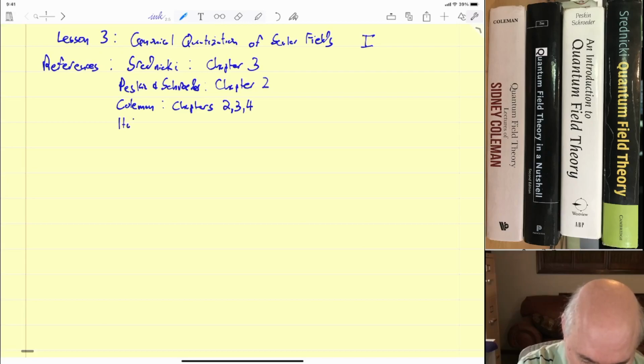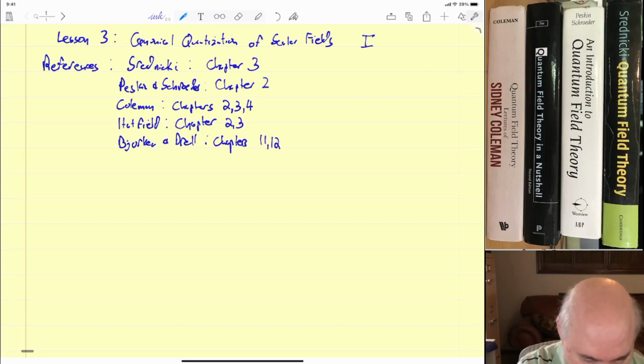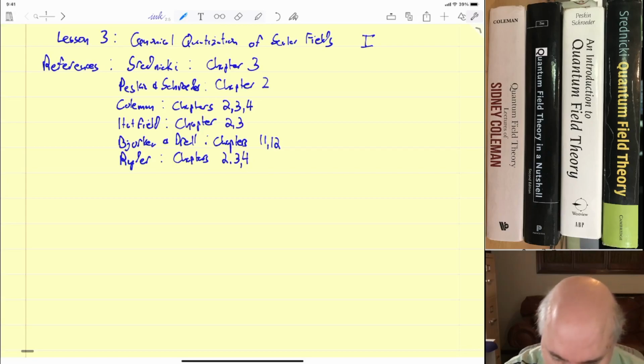Then there's Hatfield's book, and he covers this in chapters 2 and 3. There's the classic book by Bjorken and Drell. They cover it in chapters 11 and 12. And there's the book by Ryder on QFT, not that old. Many people like this book, and he covers it and a lot more on different other subjects in chapters 2, 3, 4.